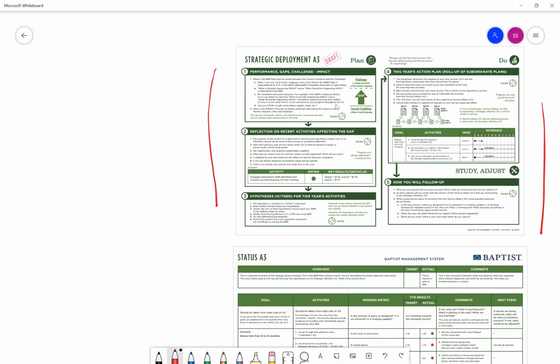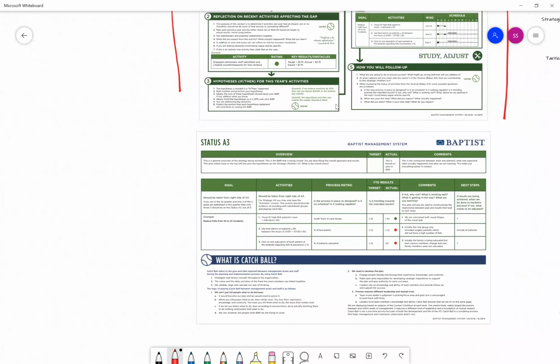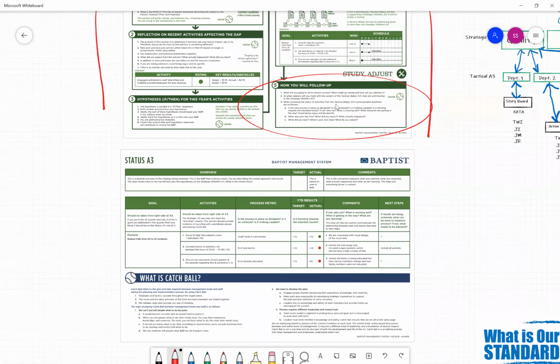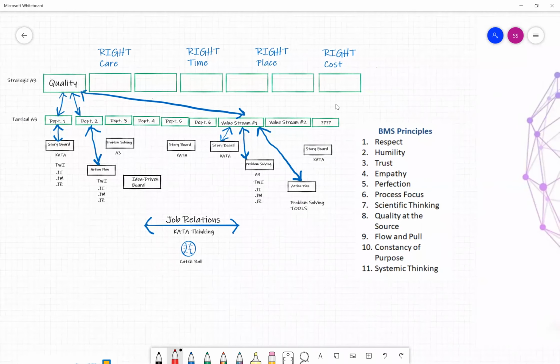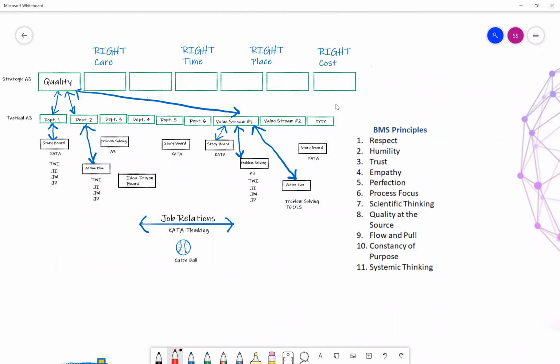in a minute. After you're into the very first month of the year, then you're probably going to shift to what we call a status A3. Now, many people will actually start with a status A3 first. That is a mistake. A status A3 is nothing more than a manifestation of this box number 5. It's where we're studying and adjusting, but it's after we've gone through the hard process of filling out the strategic A3.